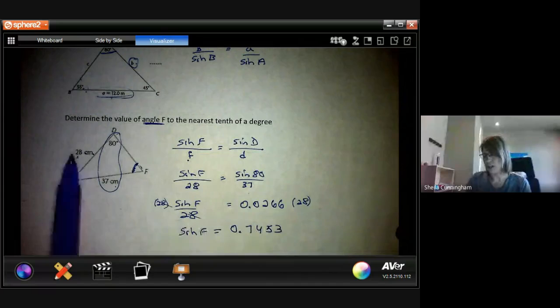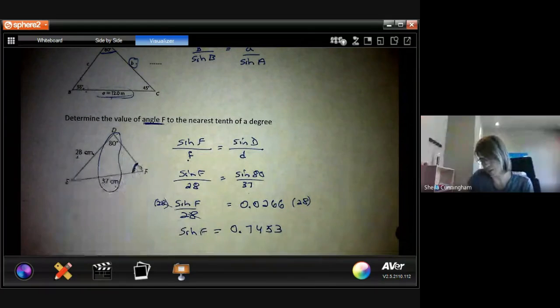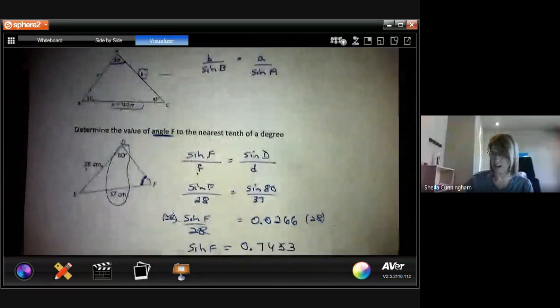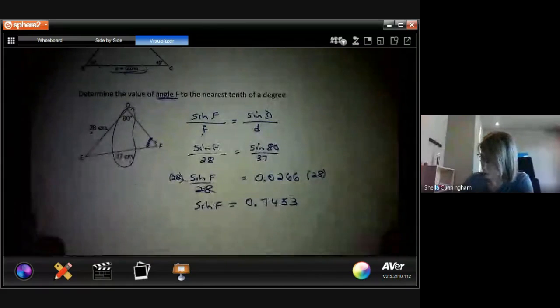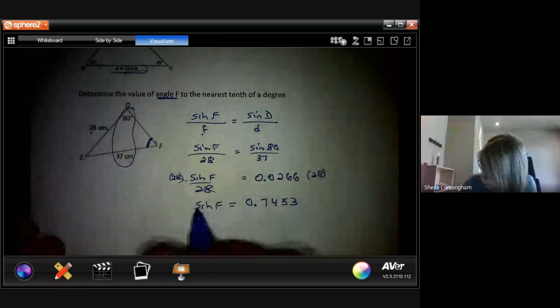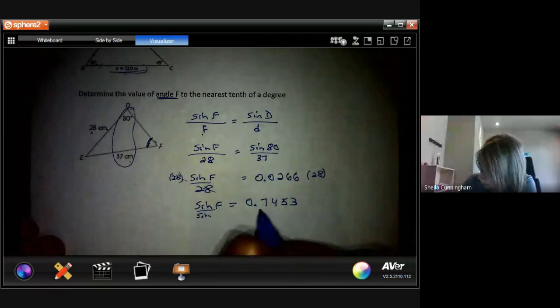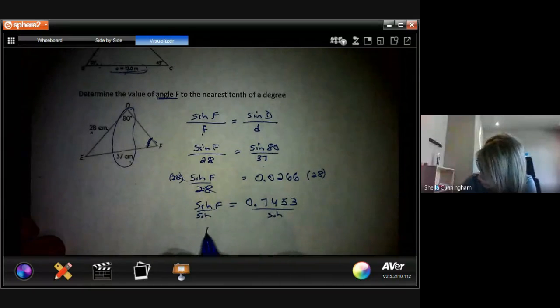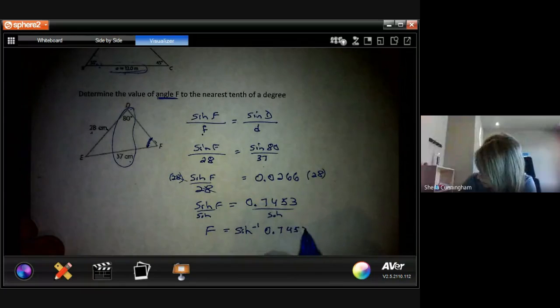Now, I haven't got it down to an actual angle measure. I've just got it down to a bunch of decimals, and it's saying sine of F, okay? So kind of like our last one from cosine law when we were solving for our angle measure there, really I'm dividing both sides by sine. And what that means is I'm really taking the sine to the power of -1 of this particular decimal.